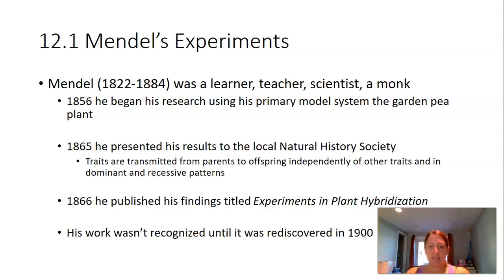In 1866, after he presented his work, he published his work, right? And the title of his manuscript was Experiments in Plant Hybridization. And at the time, we didn't know, again, about chromosomes or about meiosis or about really too much about genes. And so the scientific community didn't really pick up on his work or accept or use his work until it was rediscovered in the 1900s after he was already deceased, unfortunately.